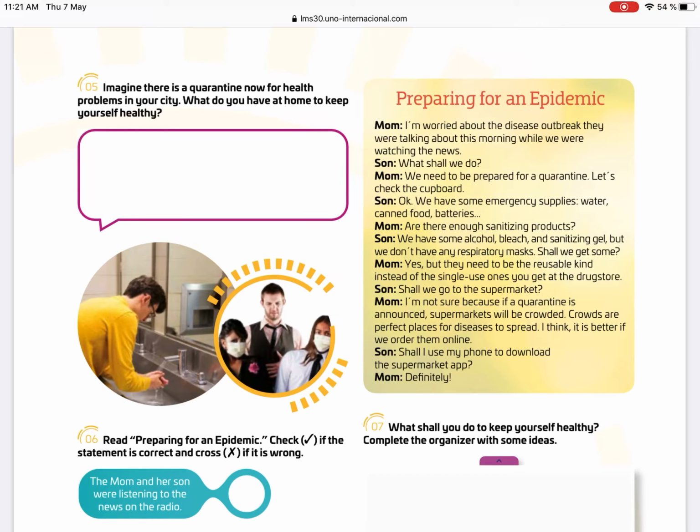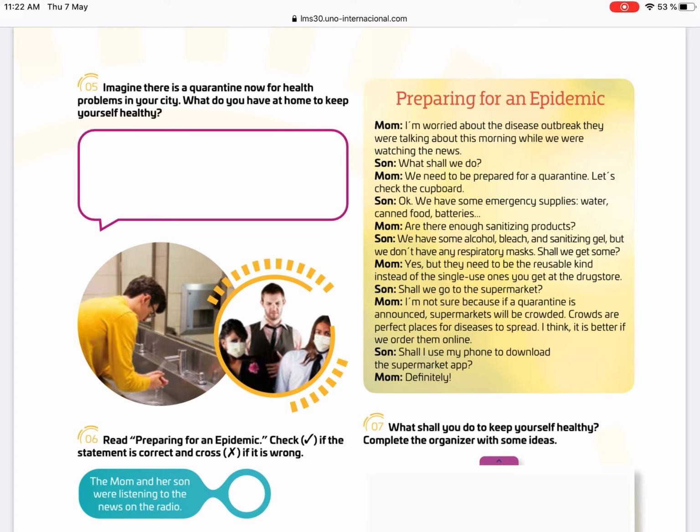As you can see, we have this conversation, this role play between two people, mom and son, and we are going to represent it in class. So you have to help me with this one. In point number 5, we have: imagine there is a quarantine now. Oh my god, this is very funny. For health problems in your city, what do you have at home to keep yourself healthy? My god, we don't have to imagine this at this moment. I'm surprised with this topic we are going to work on this time.